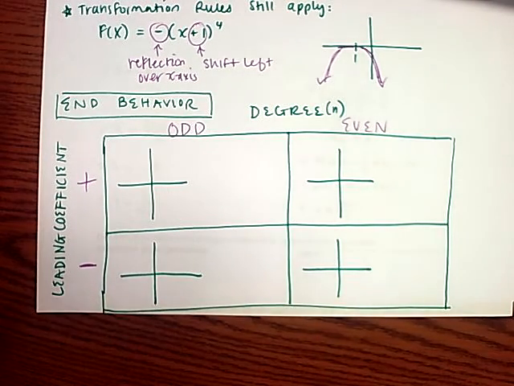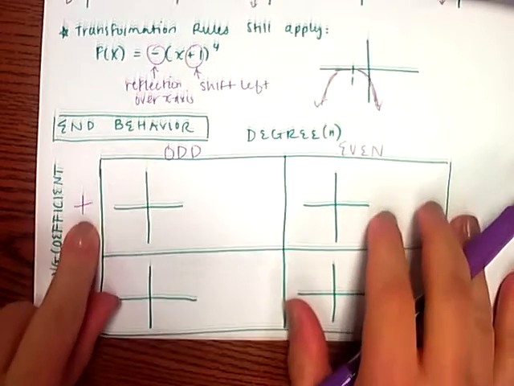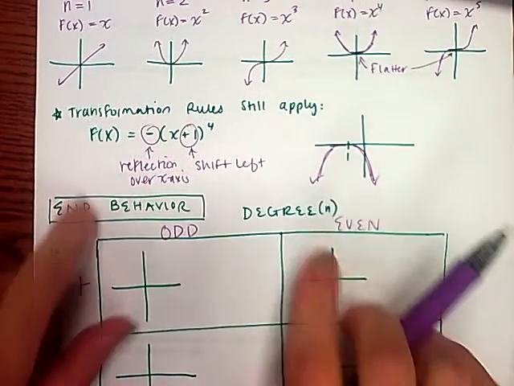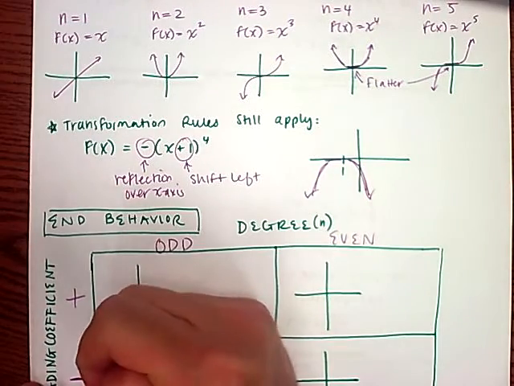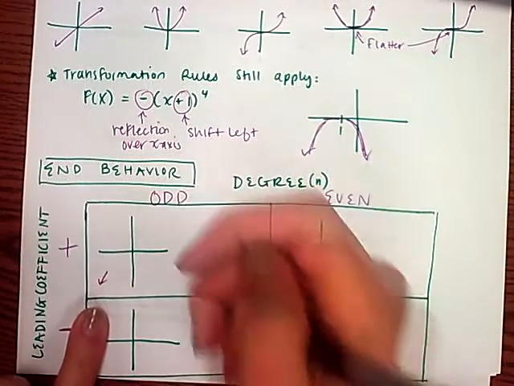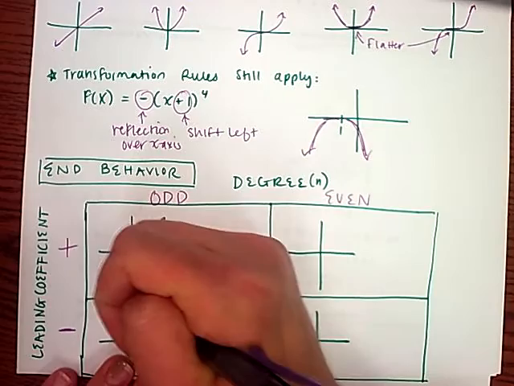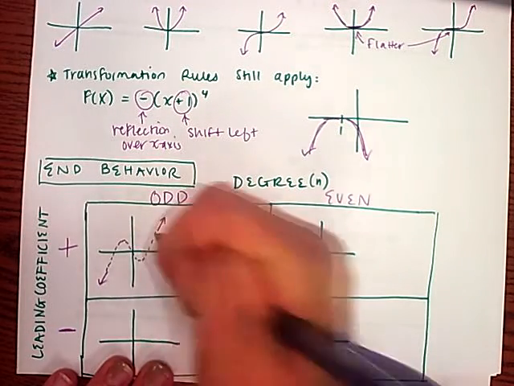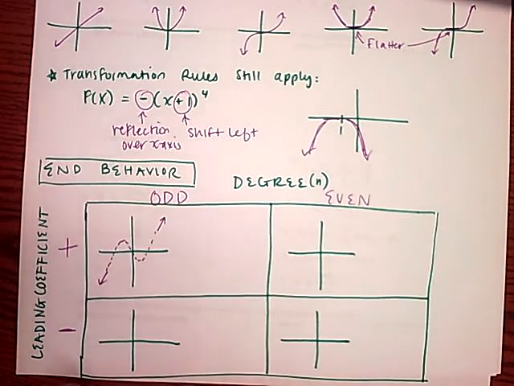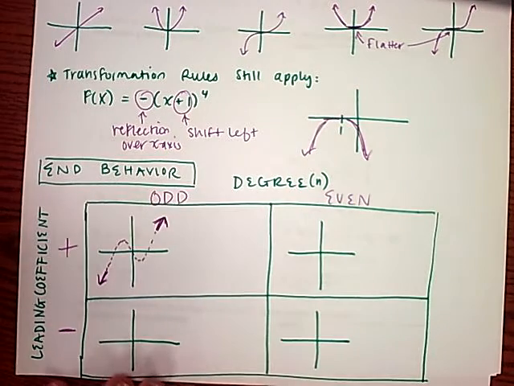Okay, so in the first one, we're saying odd, and our leading coefficient is positive, so it should look something like any of these odd functions at the ends. So certainly it's got to be going down on the left and up on the right. It's not necessarily always looking exactly like those other functions. There could be some sort of curve happening in the middle, but these ends are always going to stay the same.